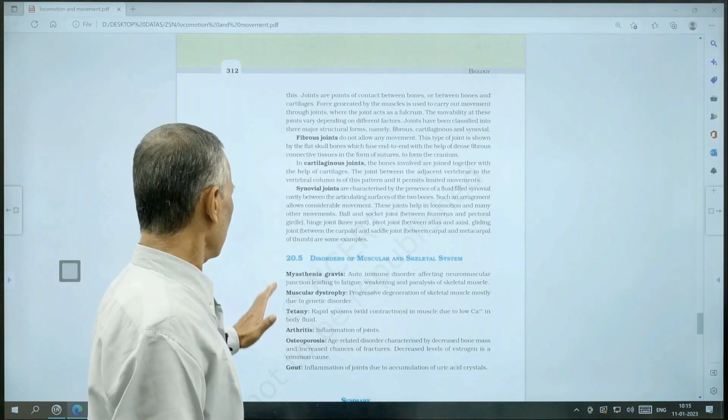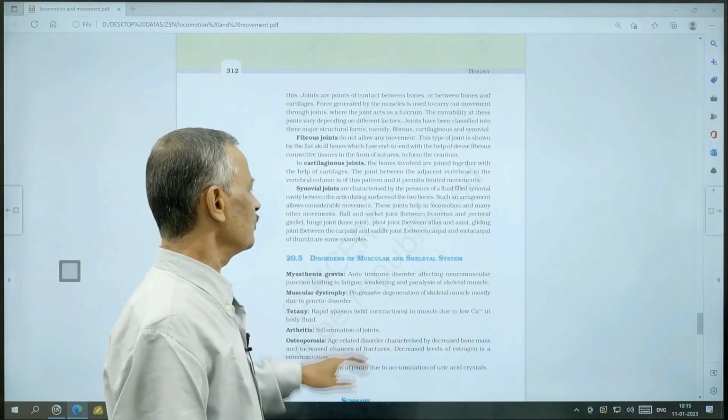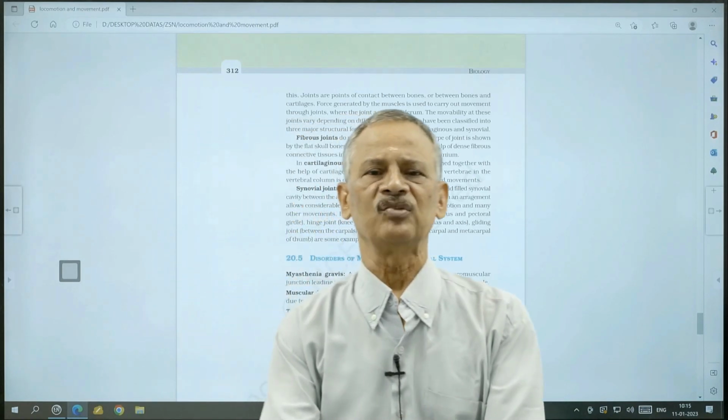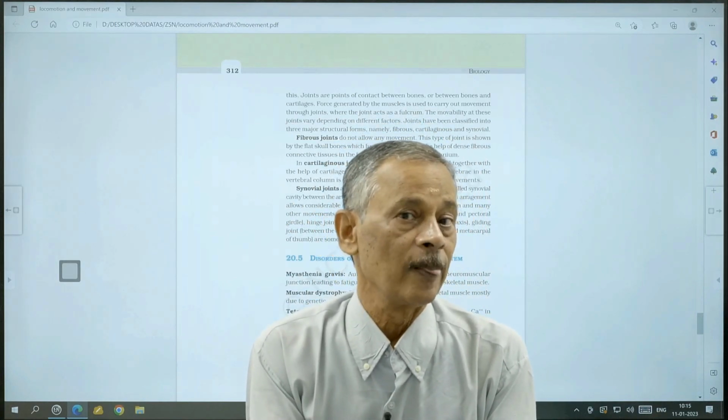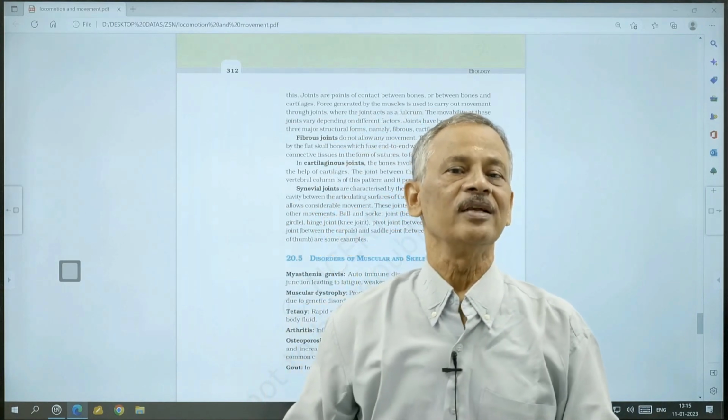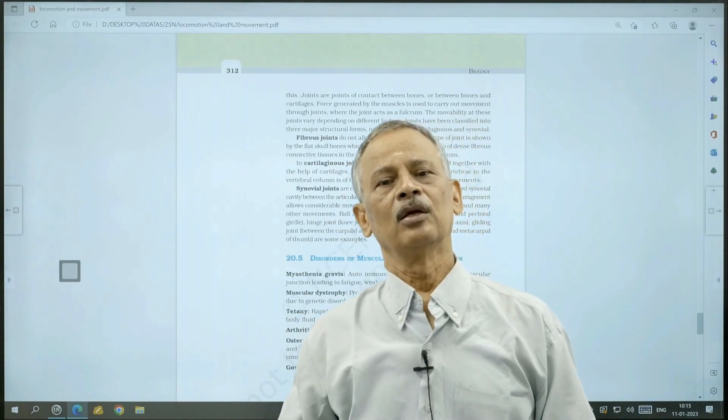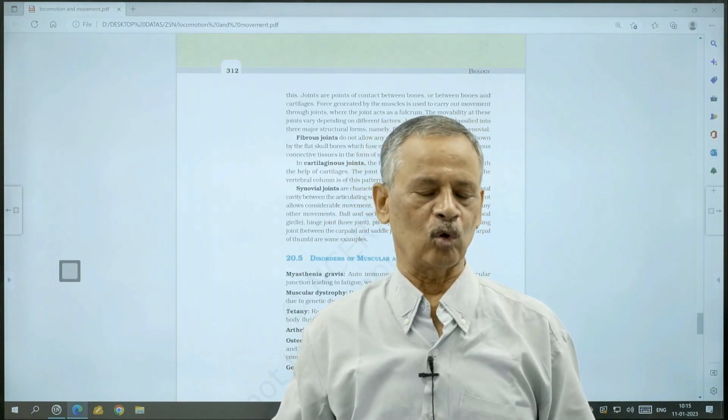So these are some of the disorders that are affecting our muscles and skeletal system. And with this, we come to the conclusion of the discussion of the present chapter, movement and locomotion.